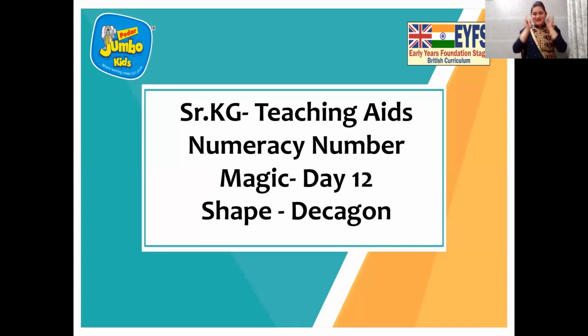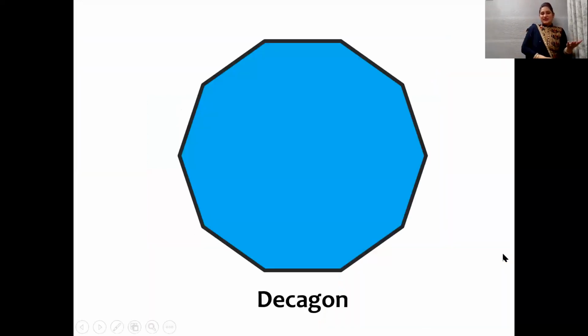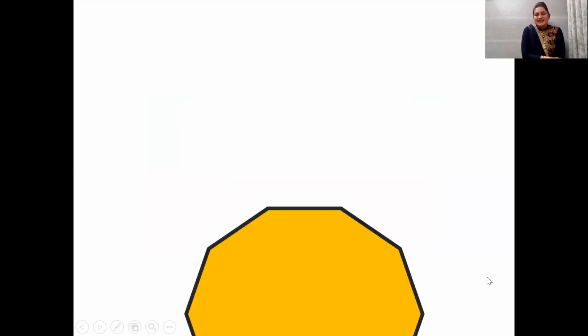And now with our elephant ears and magnet eyes, we all are going to see the decagon shape. Come on. Check your elephant ears. And magnet eyes. So here we go. Children, the shape is a decagon shape. And now we are going to see the next slide.